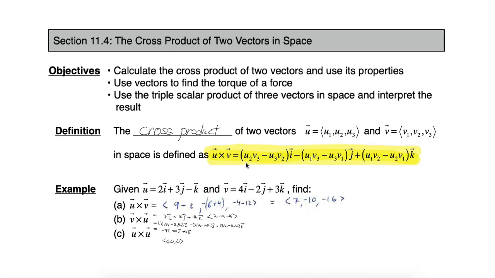Now how do we get these components: u2v3 minus u3v2, u1v3 minus u3v1, and u1v2 minus u2v1, with a negative sign for the second one? Let me just show you with a little animation.